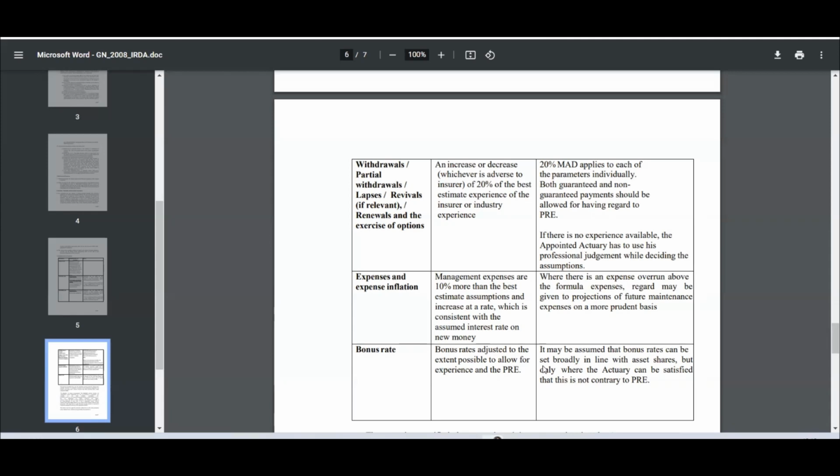And finally, there will be expense. Obviously an increase in expenses is harmful, so we'll consider the increase in expense. So a 10% increase in the expense, which is consistent with the current rate of inflation. So that would be the shocks.